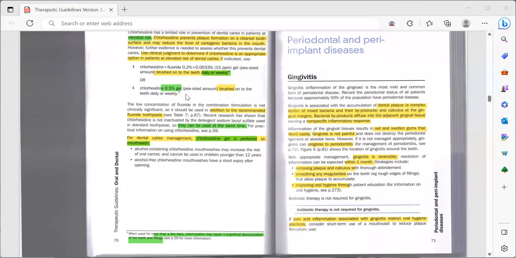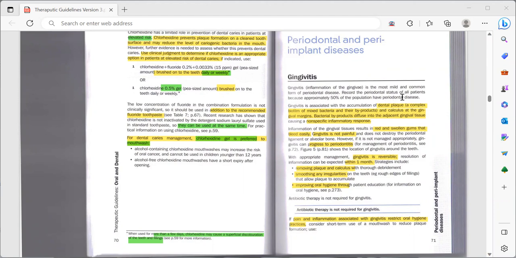So we will start with today's pages, in which we are mainly covering the periodontal and peri-implant diseases. Firstly, we will start with gingivitis, which you all know is the inflammation of the gingiva. It is the most mild and common form of periodontal disease, because this is where periodontal disease starts. Later, it can progress into periodontitis. There would be recession, there would be tooth movements and all of the other things. But the starting point is gingivitis.